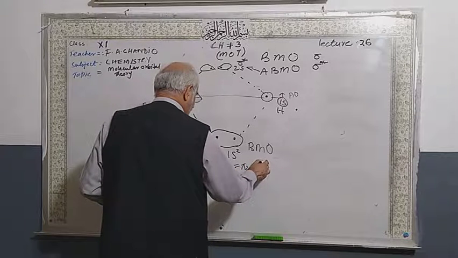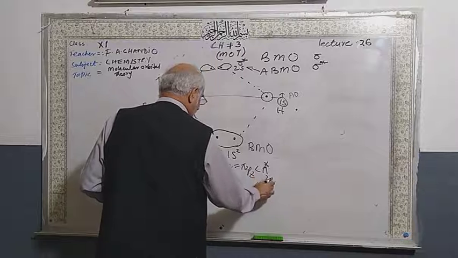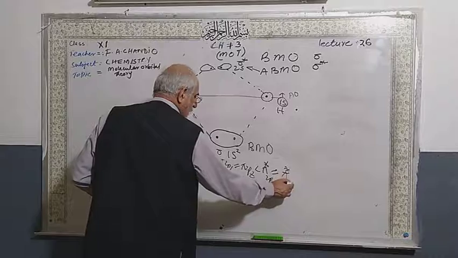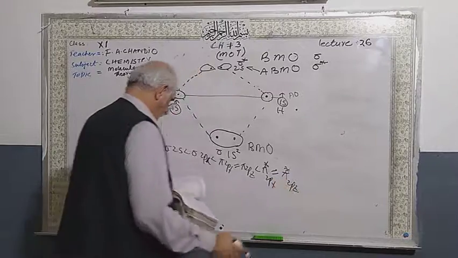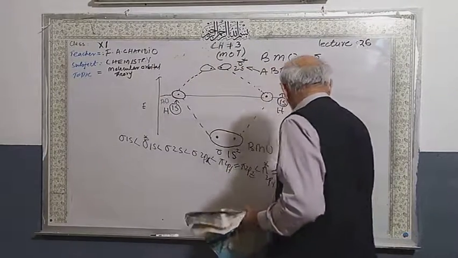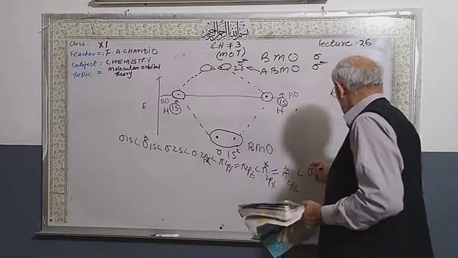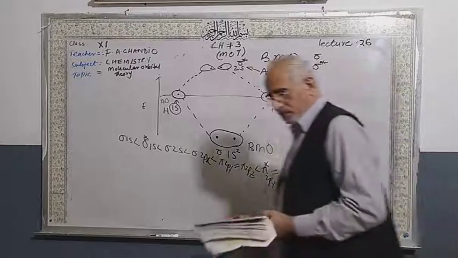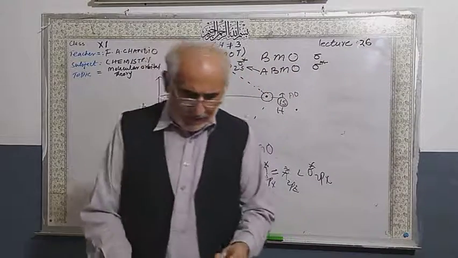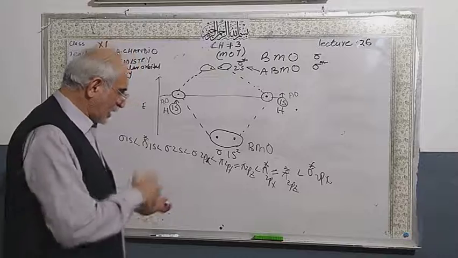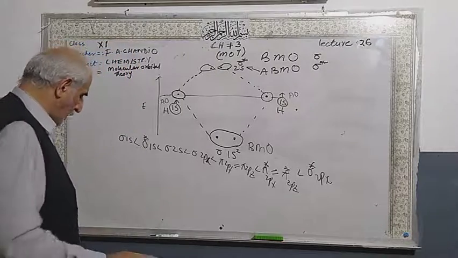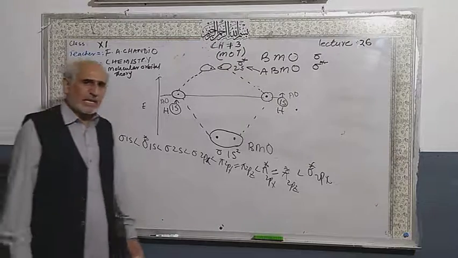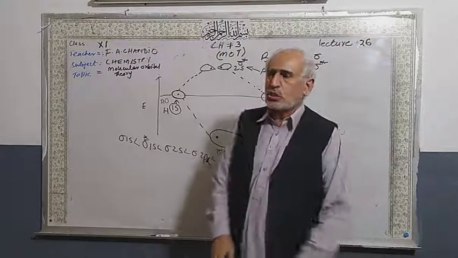Pi star 2py is equal to pi star 2pz. And the last one is sigma star 2px. This is the increasing energy of the atomic orbitals according to Aufbau's principle, Pauli's exclusion principle, and Hund's rule.